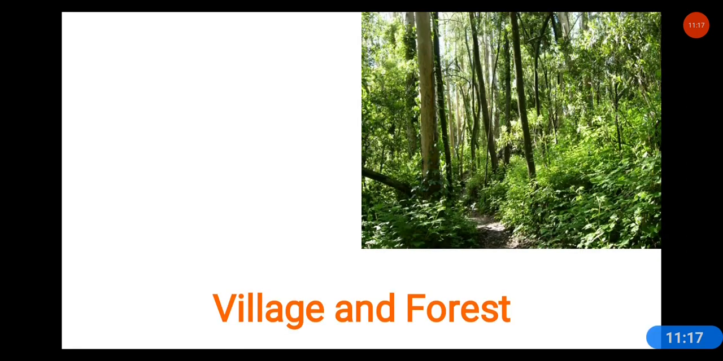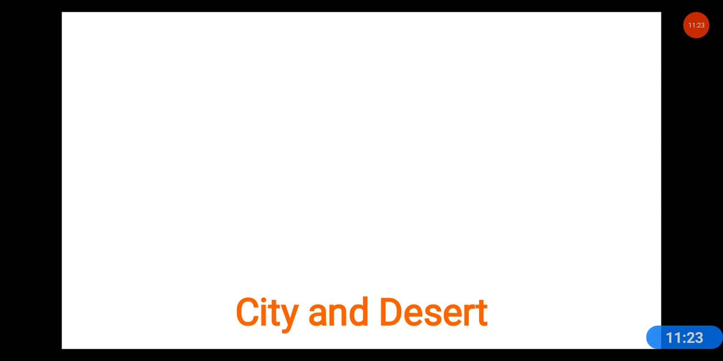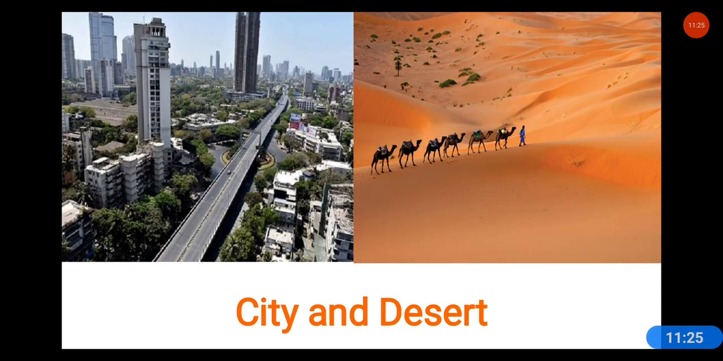Right? Look at these places, village and forest, and as I've already shown you, city and desert. In the desert you can travel by camel. In the city you can travel by bus, auto, motorbike, right? Any hired vehicle, or you can travel with your own vehicle if you have a car.